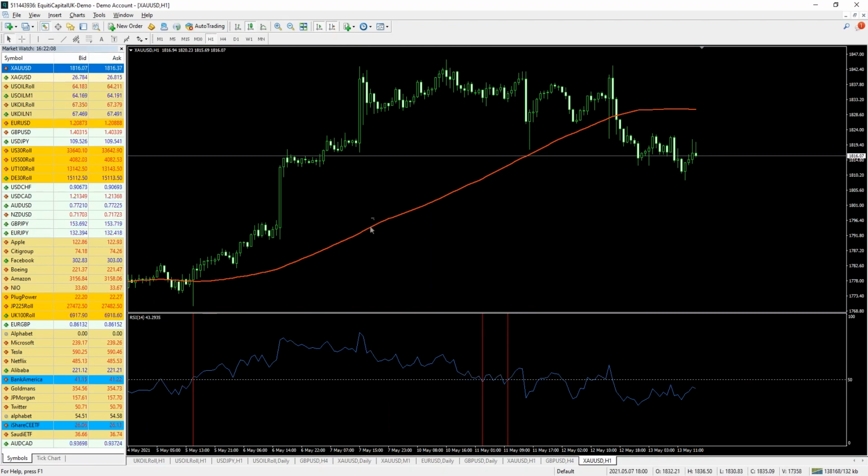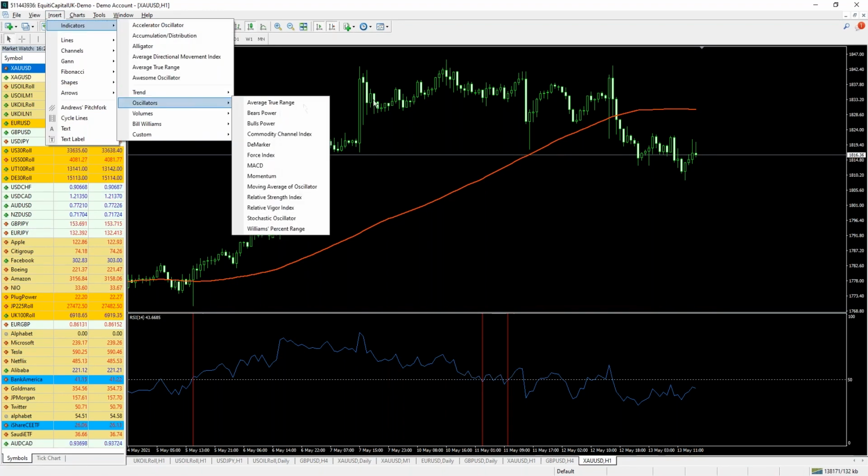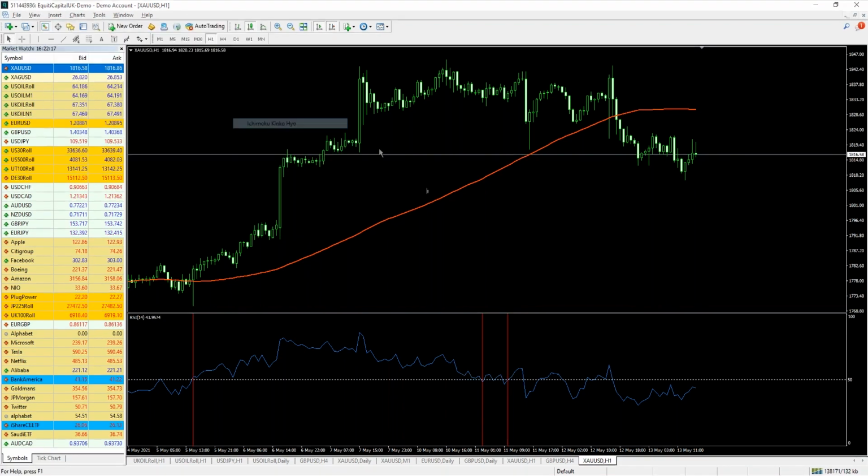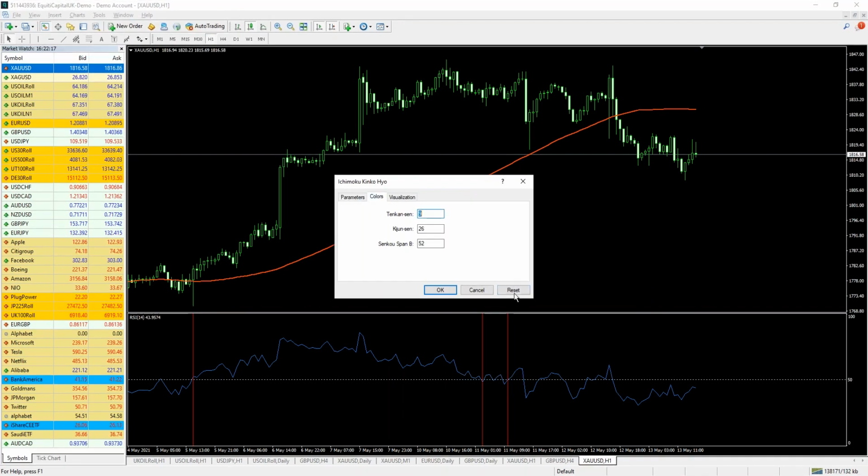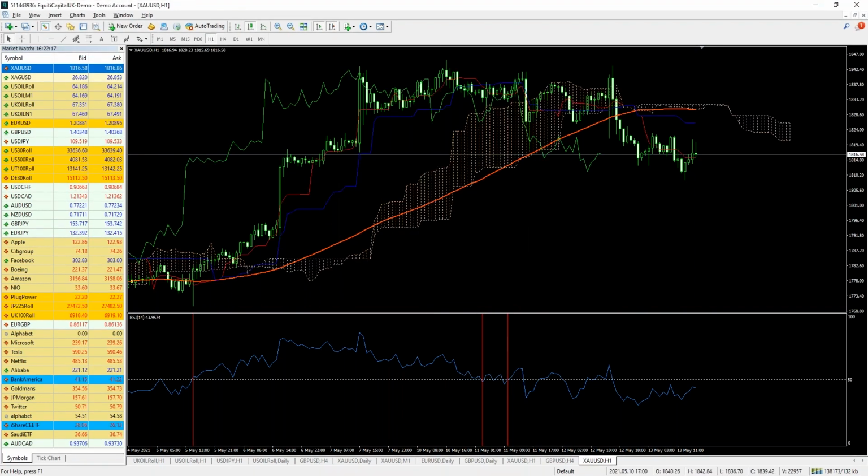Also, we have indicators inside the chart, such as moving averages. We have also Ichimoku, an indicator like this. Okay, an inside indicator. It gives you many things. Okay, I will talk about it later on.